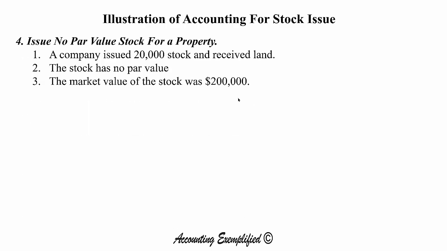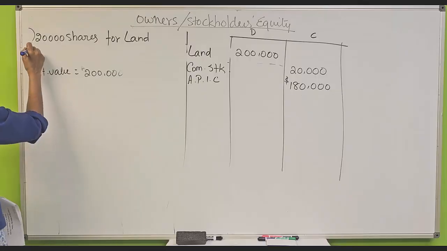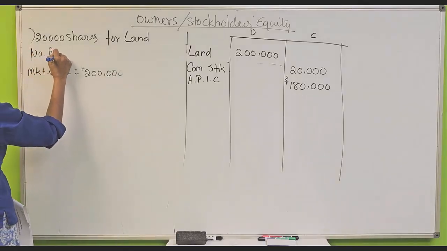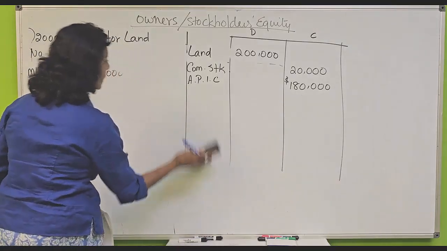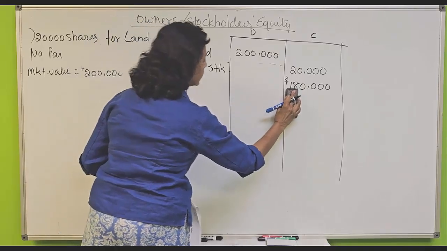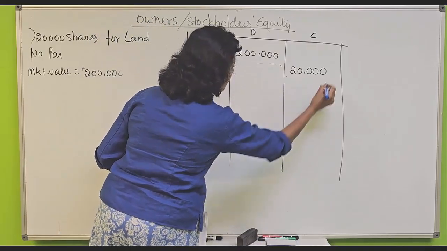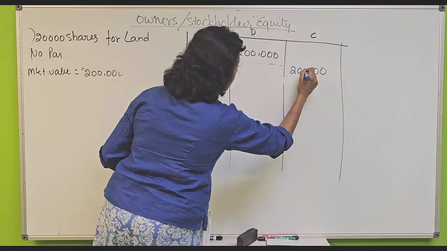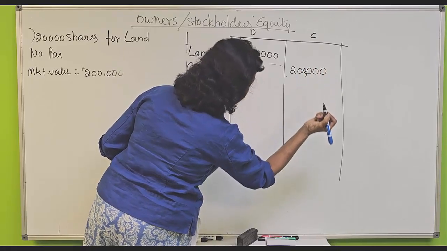The last example is issuing the stock for land, but there is no par value. And here, issuing the no par value stock for a property. So then this is no par value. Then you debit land for $200,000 and credit common stock also for $200,000.